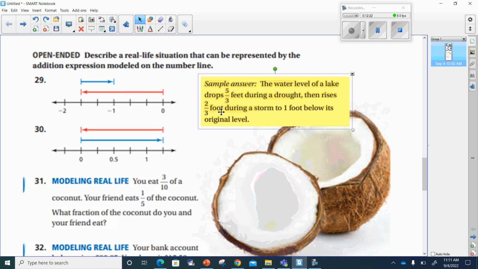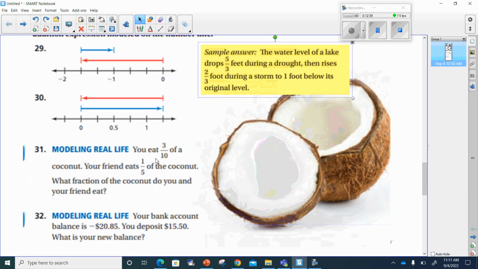Then it rises 2/3 foot during a storm to 1 foot below its original level. So we went back 2/3, and then we ended up at 1, right? But remember, it's 1 foot below. So the original level was 0. We're at negative 1.